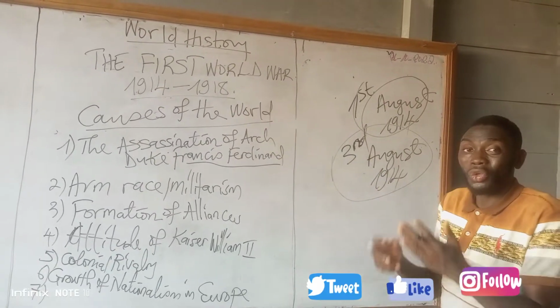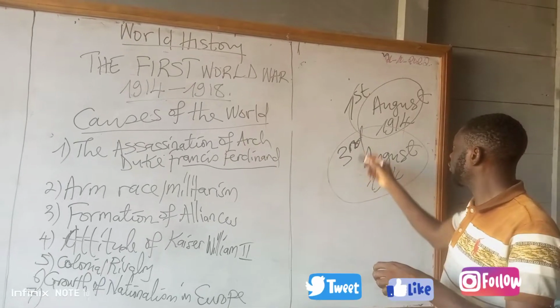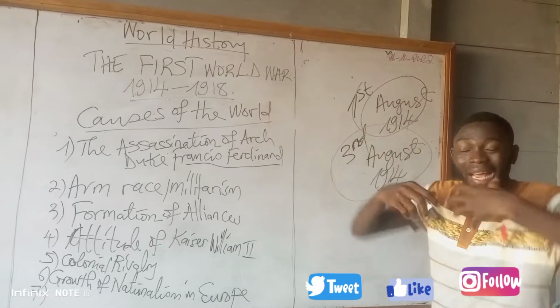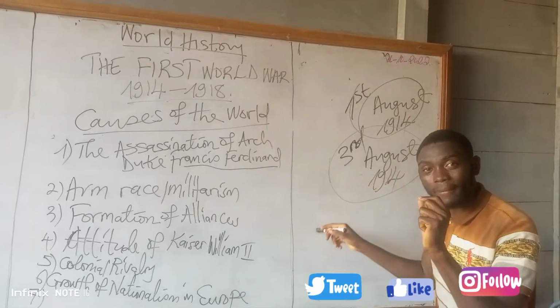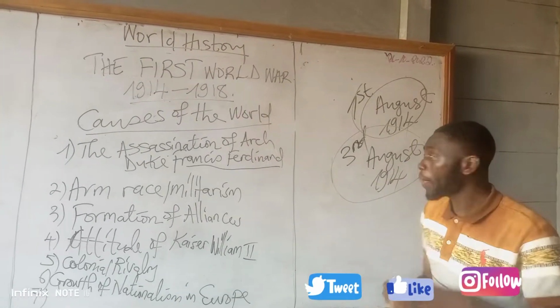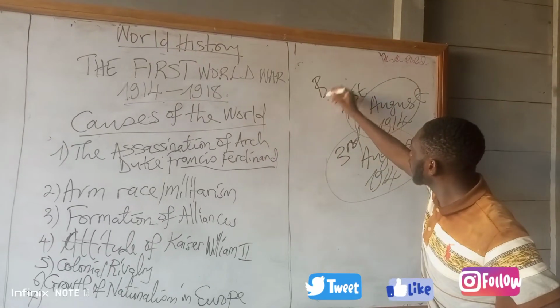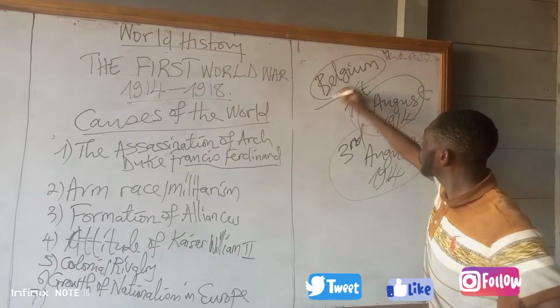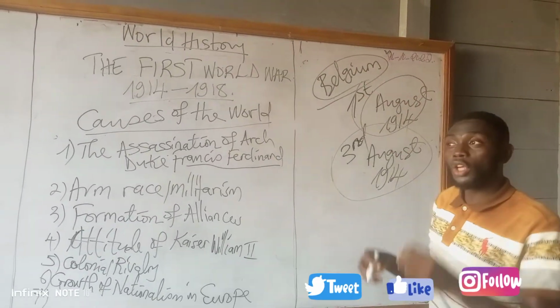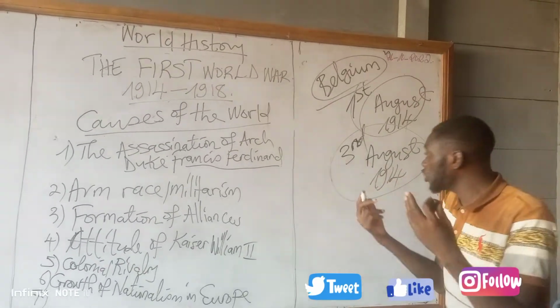Now, Britain could not stay neutral. Britain, France, and Russia were members of an alliance, and to attack France, Germany had to pass through Belgium. Passing through Belgium so as to attack France was a violation of Belgian neutrality.